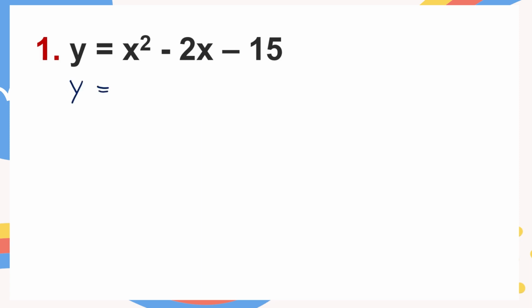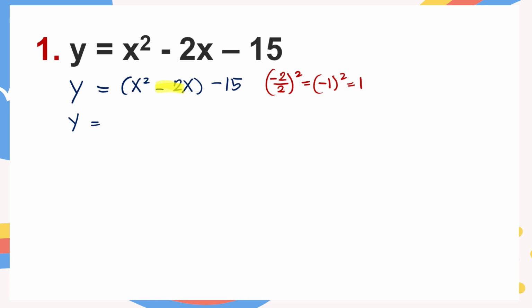y equals, group the terms with x variable, so (x squared minus 2x), and then outside the parentheses minus 15. y equals, get the numerical coefficient of x, which is negative 2. Divide this negative 2 by 2. So we will have negative 2 divided by 2 and then square it. So negative 1 squared is equal to positive 1. This positive 1 will be added inside the parentheses and subtracted outside the parentheses.